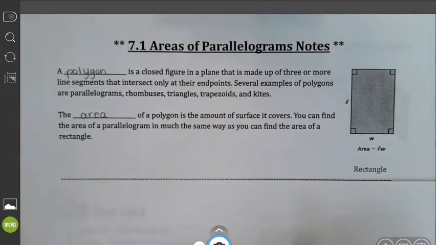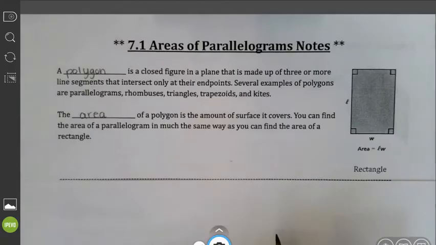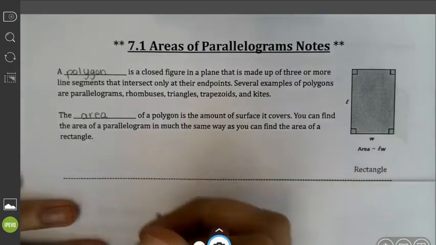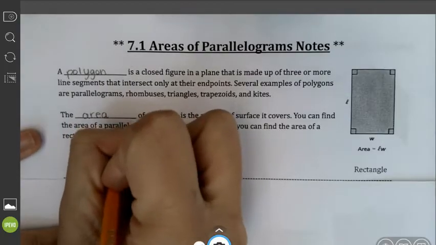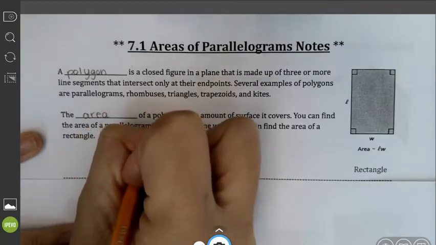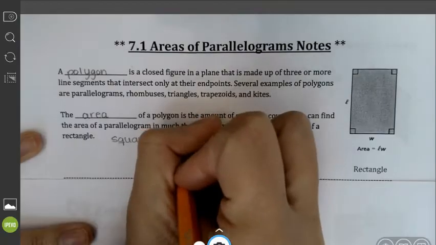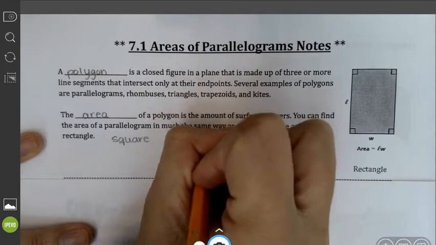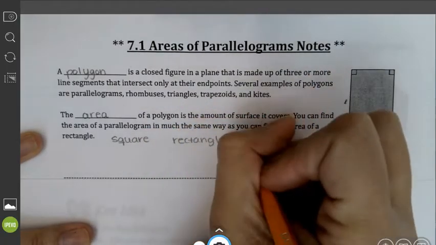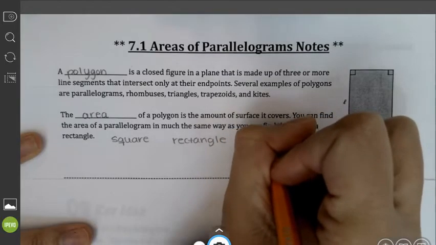The area of a polygon is the amount of surface that it covers. You can find the area of a parallelogram in much the same way as you can find the area of a rectangle. Now we need to talk about a couple shapes here. First, we're going to draw a square, then a rectangle, and then we'll draw a parallelogram.